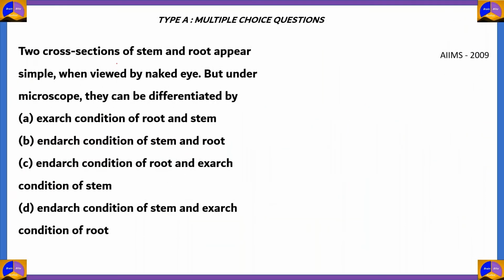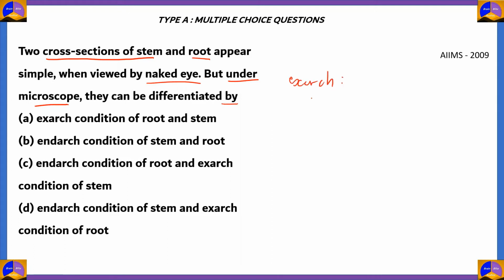Let's look at this question. Two cross sections of stem and root appear simple when viewed by the naked eye, but under the microscope, they can be differentiated by exarch condition of root and stem, endarch condition of stem and root, endarch condition of root and exarch condition of stem, endarch condition of stem and exarch condition of root. In order to understand our options, it is best if we understand what are exarch and endarch.